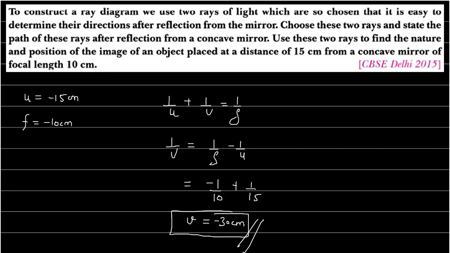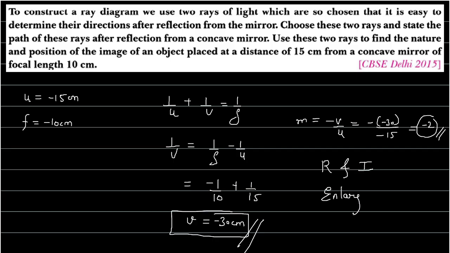Anything is asked? Choose these two rays, state the path, use this to find the nature. Nature is being asked. Okay. So nature, we can find out m is equal to minus V upon U. So minus 30 upon minus 15, it would come out to be minus 2. Minus 2 means, minus means real and inverted, and since the value is greater than 1, it will be enlarged, right? Ray diagram we have already done.